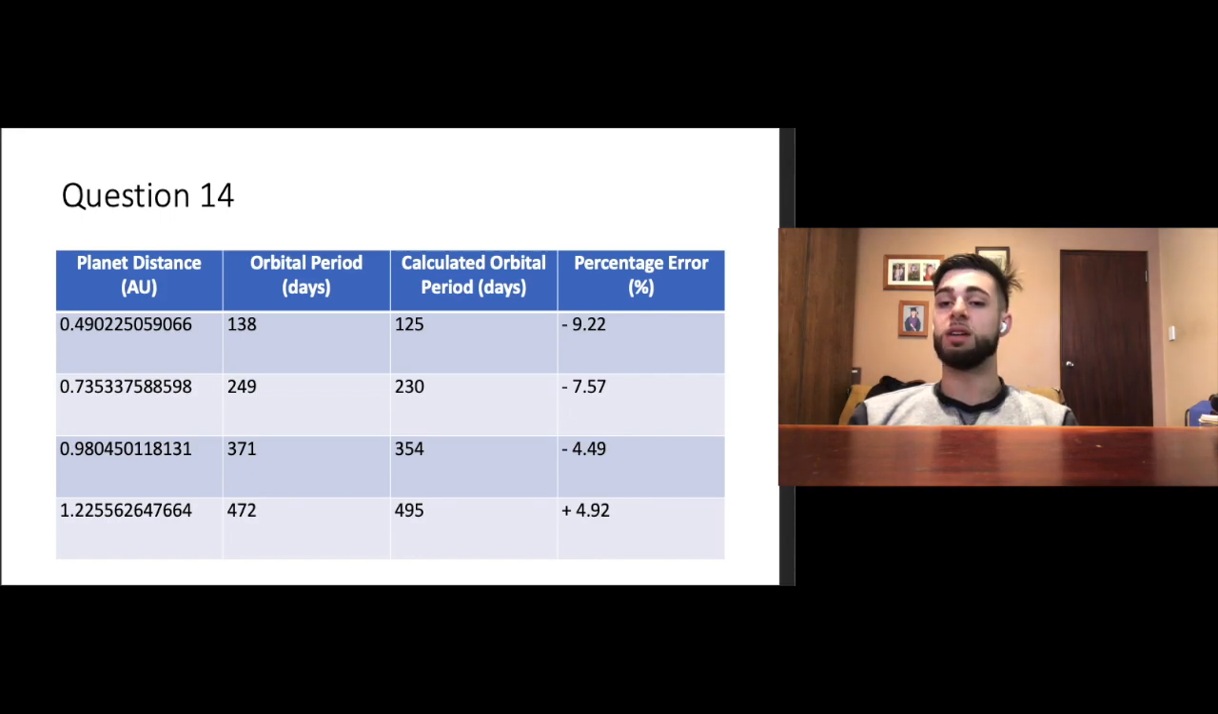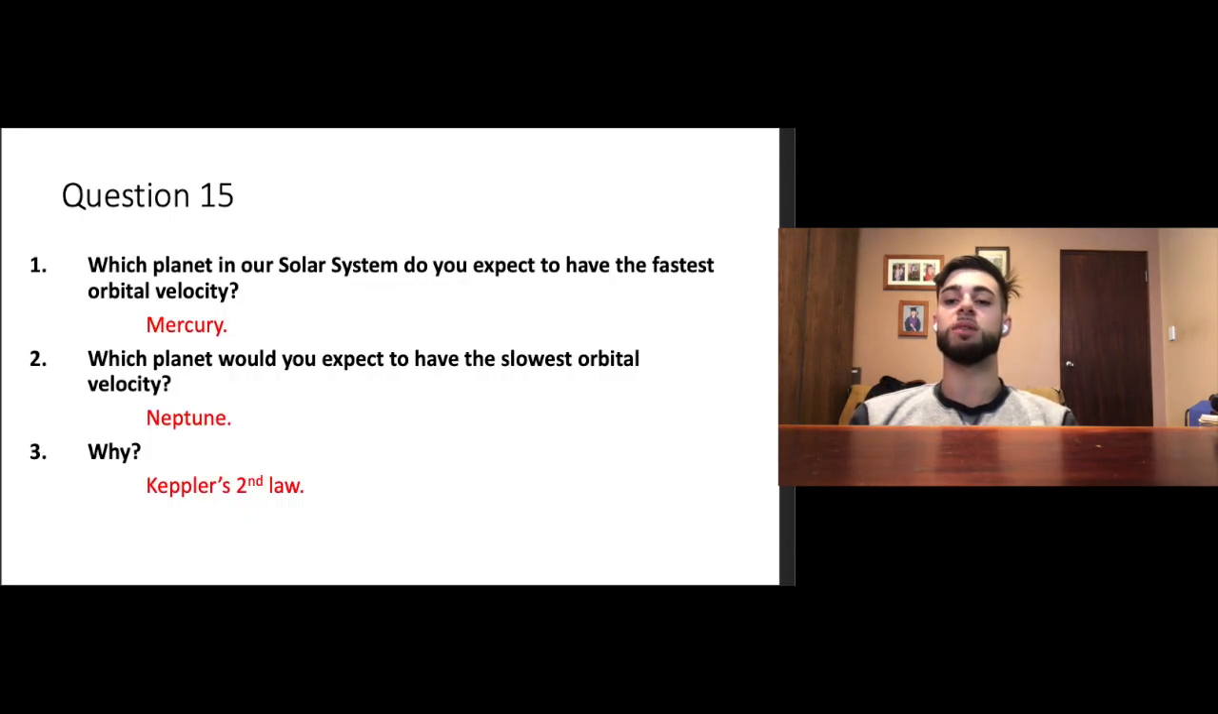Answering question 15, among the planets in our solar system, Mercury is expected to have the fastest orbital velocity as it is the closest planet to the Sun. This proximity results in a much stronger gravitational pull compared to the other planets. Contrarily, Neptune is the farthest away from the Sun, and being at such a great distance, it experiences a weaker gravitational pull.